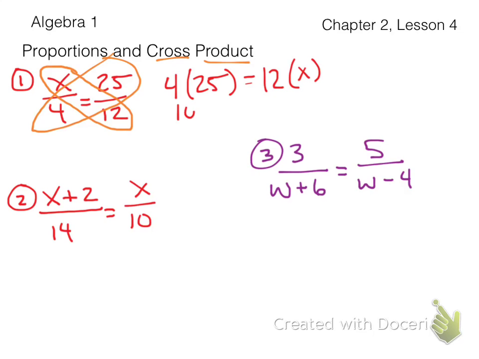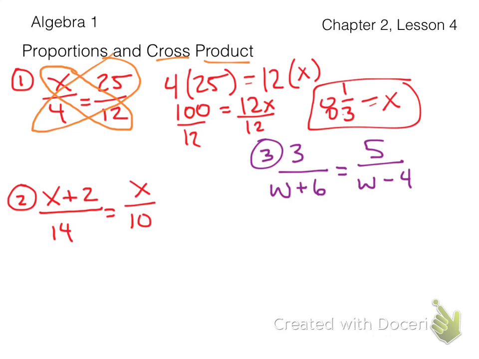4 times 25 is 100, equals 12 times x, divide by 12, divide by 12. 100 divided by 12 is 8.33, which is the same as 8 1/3. Equals x. So that's what x equals. That is, if we replace x with 8 1/3, we're going to get a true statement. Okay? Alright, so let's go ahead and do the next one.